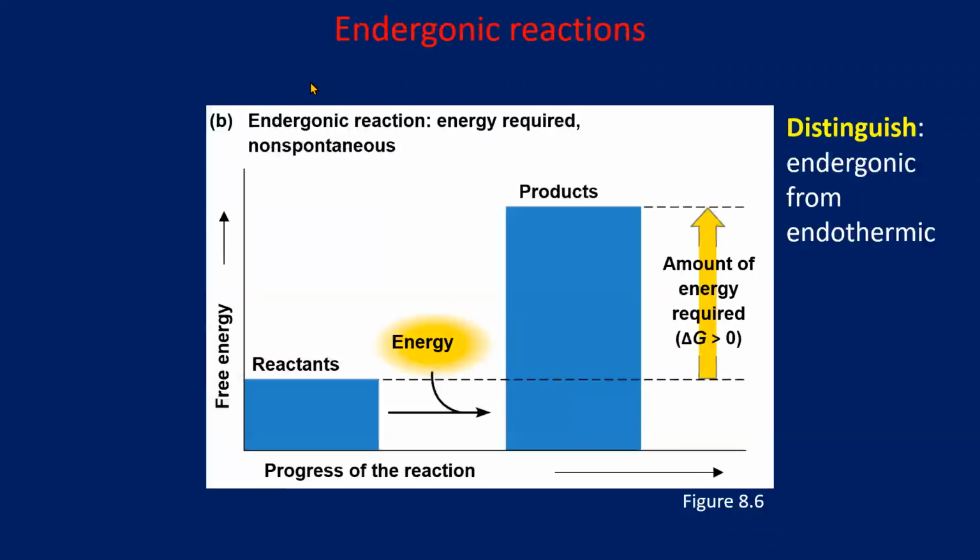In contrast to that, we have the endergonic reaction, and in this endergonic reaction, first of all, you want to notice that it's non-spontaneous, and the reactant has less energy than the product. So over here, in order to make the product, it has to consume energy, and whatever energy is consumed is basically retained within this product.